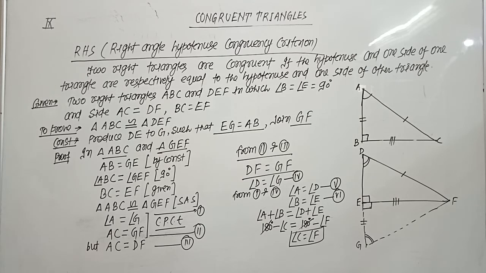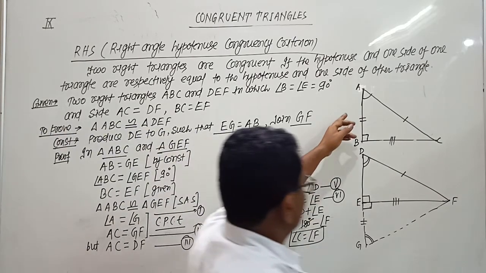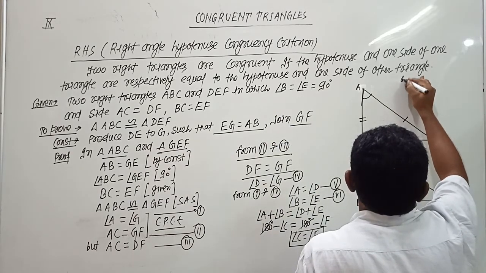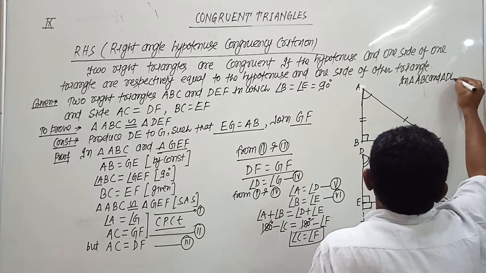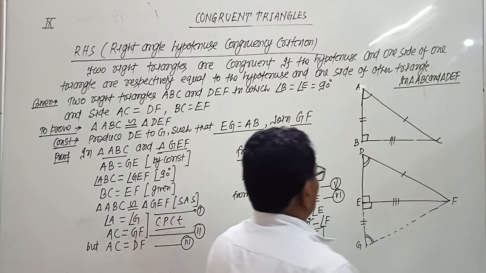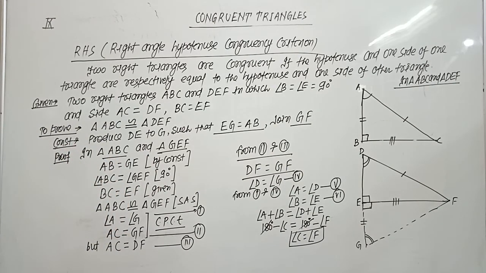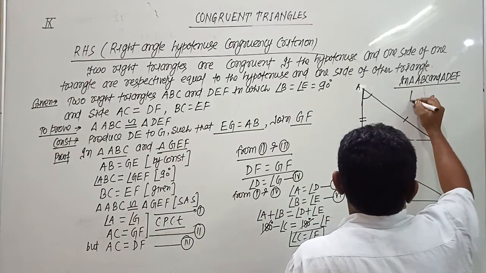Now we take two triangles, ABC and DEF, in which BC equals EF, and angle C equals angle F. In triangle ABC and triangle DEF, we have BC equals EF. It was given.